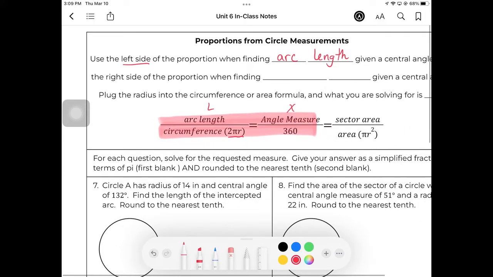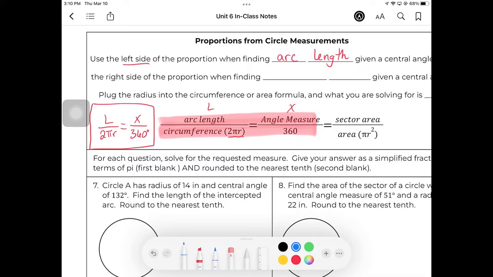I'm going to write that over here as its own little formula. Arc length L over the full circumference, we're going to call that 2 pi r. That's how we find circumference. Has to always equal x, the angle measure, out of a full 360, because the full circle is 360 degrees. That angle we're using is only x degrees, however many degrees we're told to use.